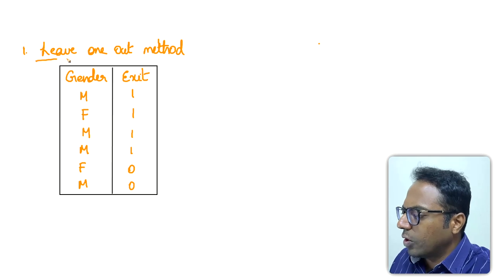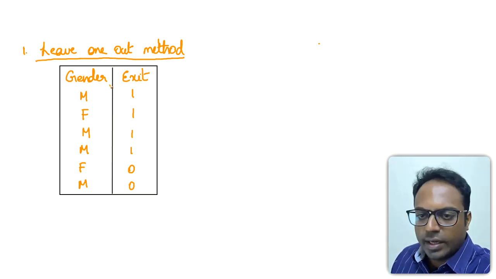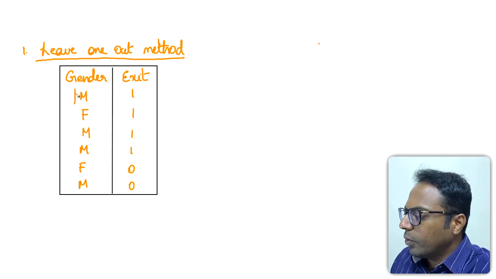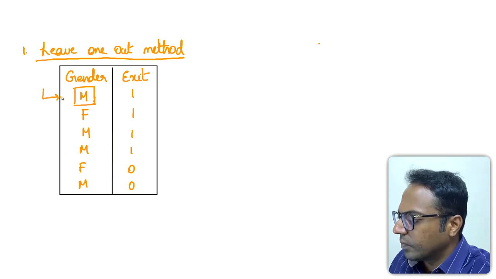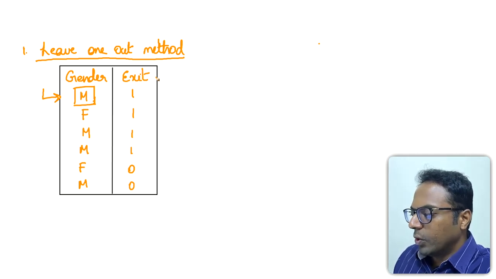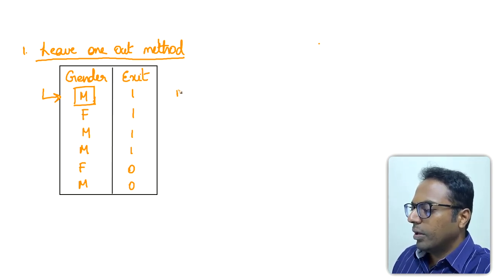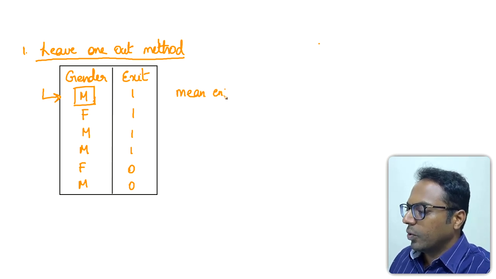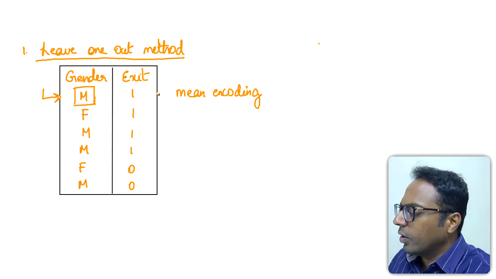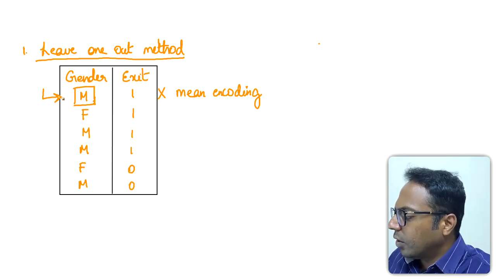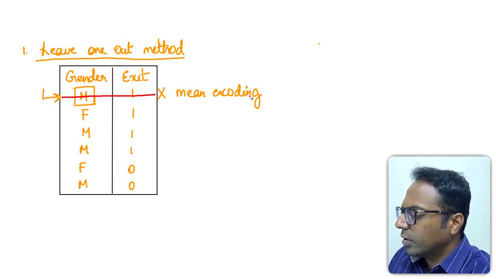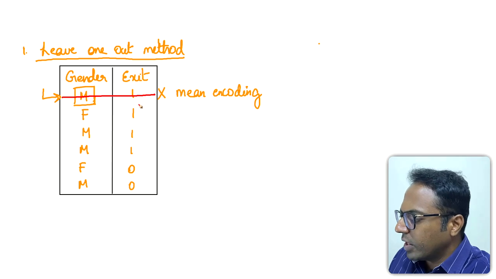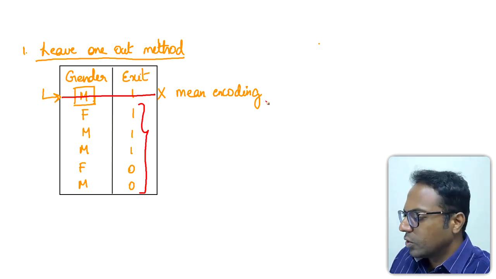The very first approach is leave one out method. Now here you have this data. If you want to compute the target encoded version of this particular instance, what leave one out method will do is to compute the mean encoding, it will not consider this particular row. It will not consider this row. Let me put in a different color. It will not consider this row and compute the mean encoding for this row from the rest of the data, the remaining 5 rows.